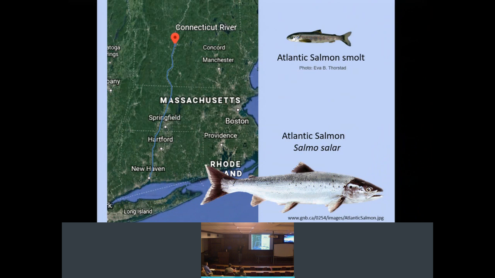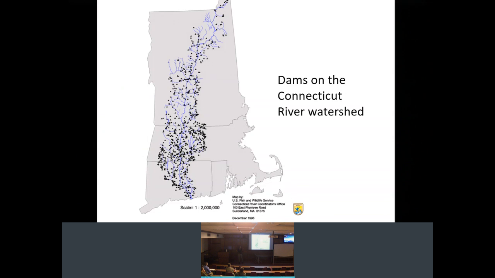Okay, that period between the juveniles in the tributaries and getting downstream is the smolt phase. And the smolts are well adapted for moving quickly through rivers and making a quick physiological transition from fresh water to salt water when they get down at the end. Okay, so we're studying the smolt phase. This is a map of dams on the Connecticut River. So dams are a problem here. Most of these are tributary dams, but there's also a number of main stem dams in there, and those are the ones we were talking about today.